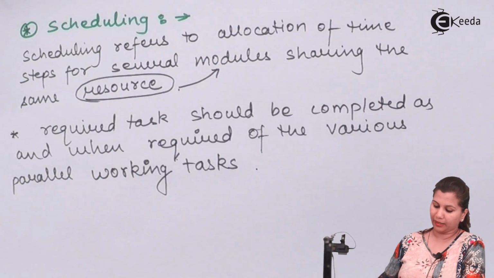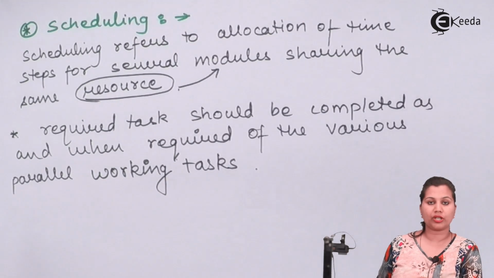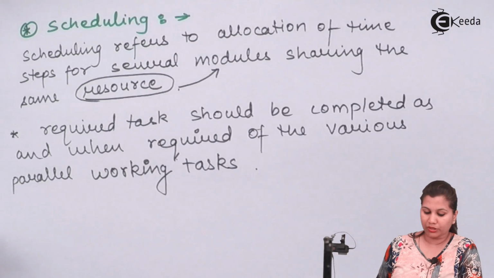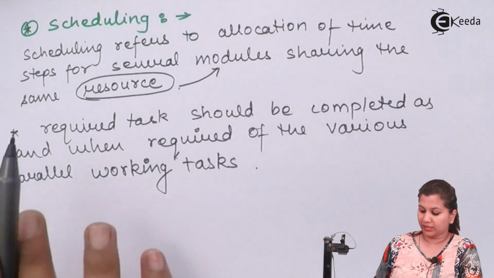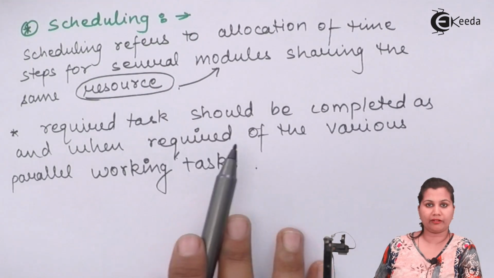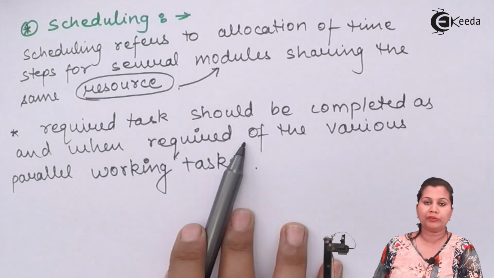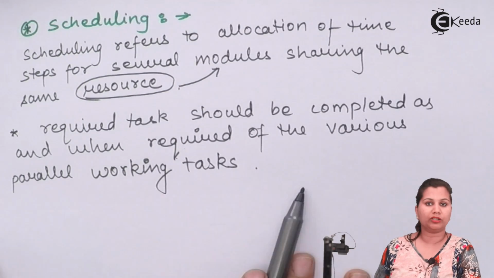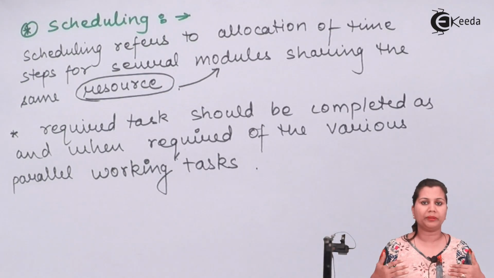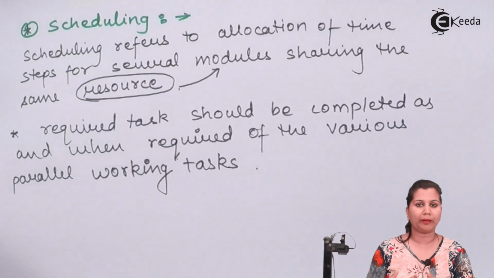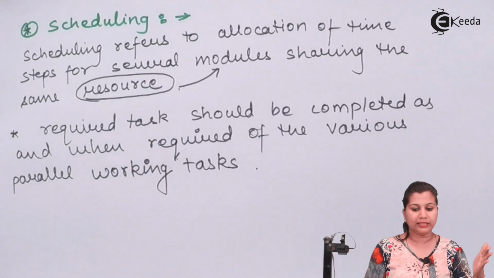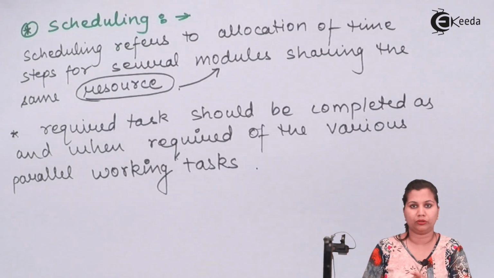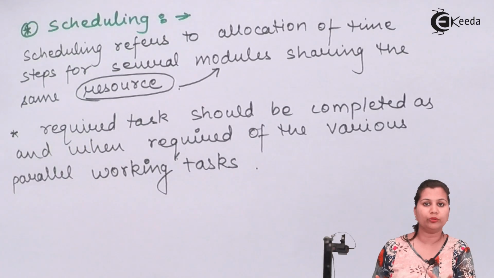So in this scheduling part, if a resource is shared by various modules and at various stages of the design it is to be used, then it should be done by scheduling. Means the required task should be completed as and when required. The task should be completed timely, and the way in which that task is to be performed should be followed among the various parallel working tasks. Suppose that many tasks are to be done at the same time by the embedded system. Out of these parallel tasks, the required task is to be completed on time. So that is called the scheduling of the system.